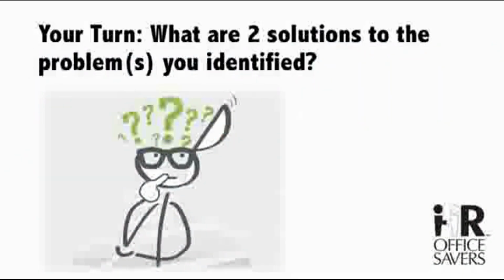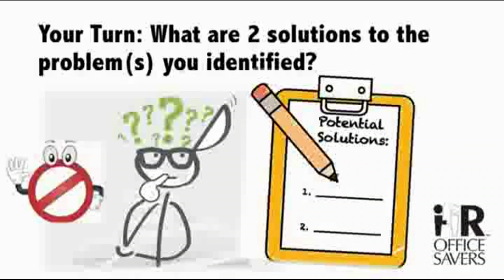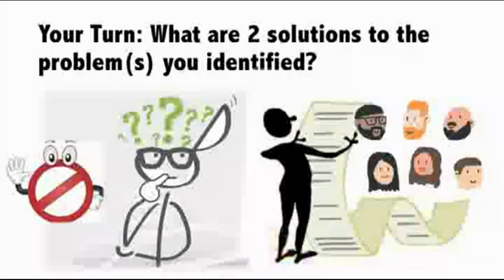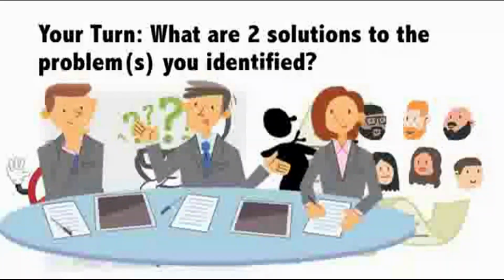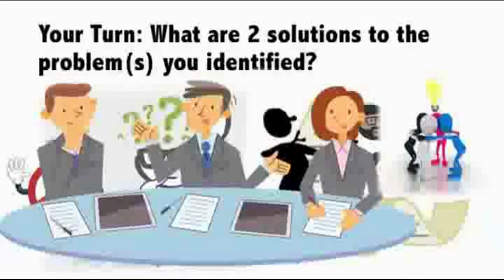Now it's your turn. Take a moment and jot down 2 alternative solutions to the problem or problems you identified earlier. But don't just stop there with your ideas. Make a list of some colleagues that can weigh in on the solution generating process. Plan to share the defined problem with them and schedule a time to meet and brainstorm solutions together.